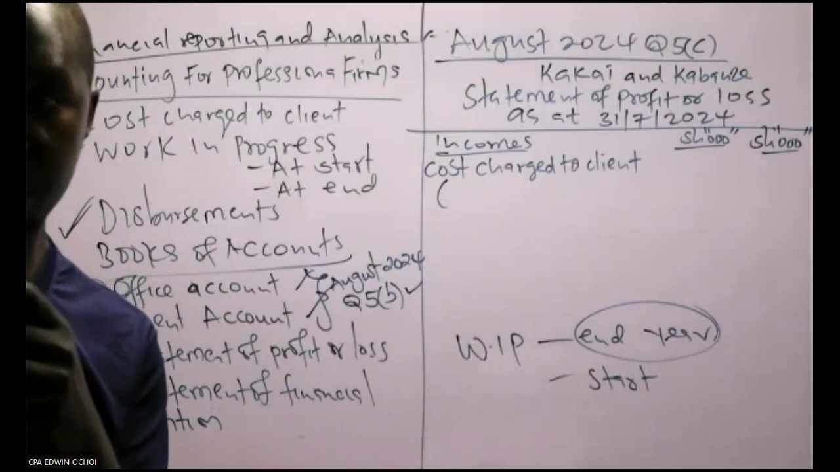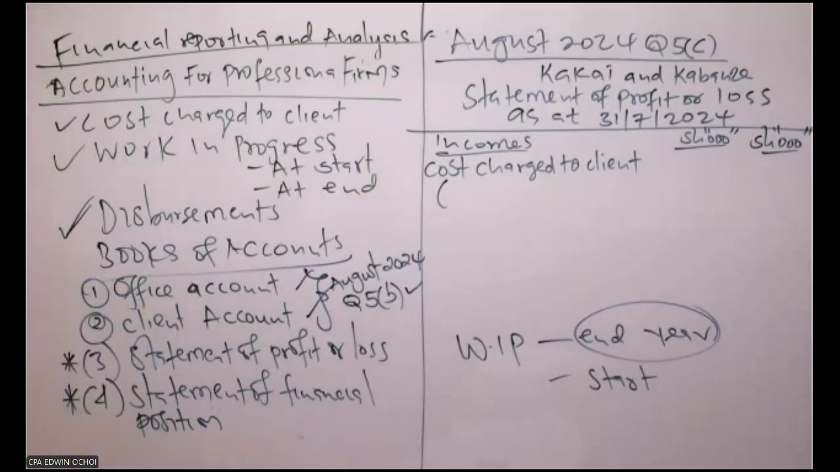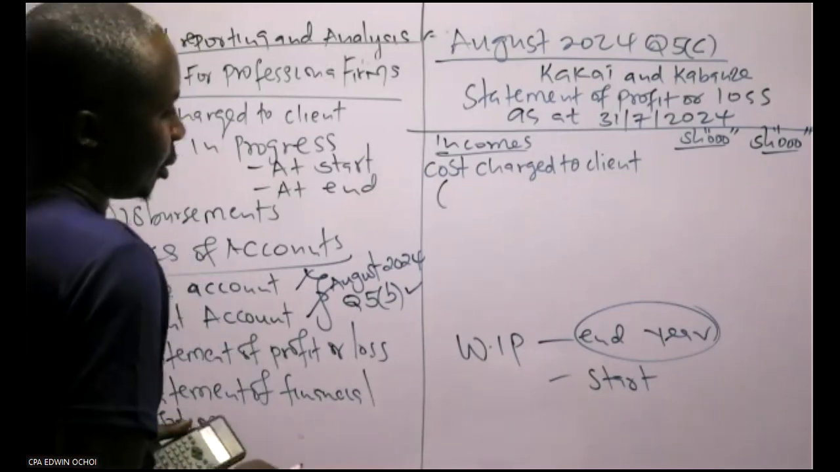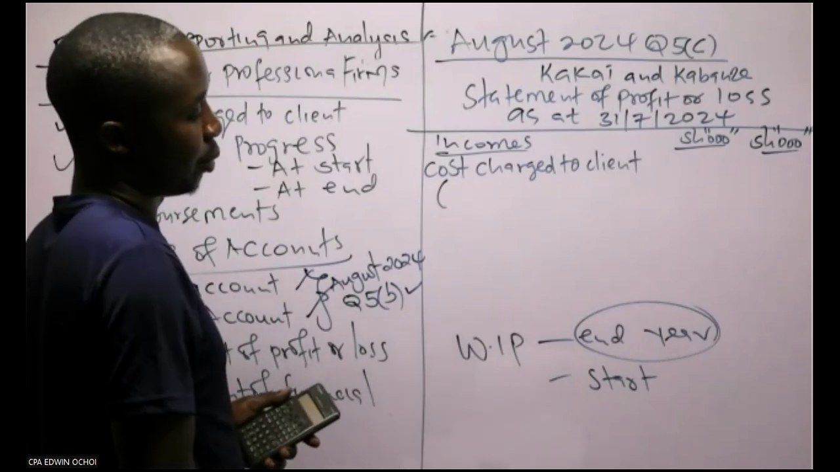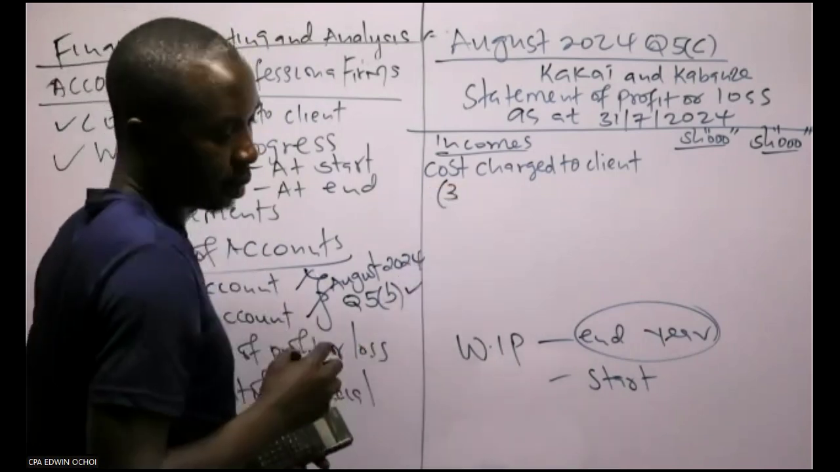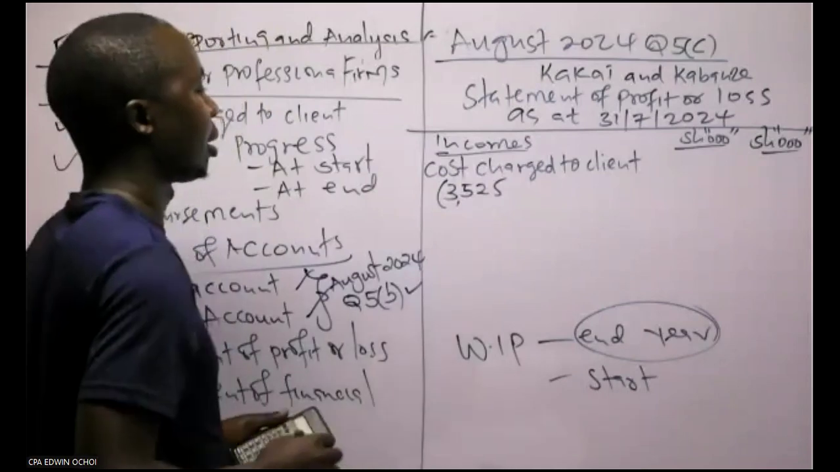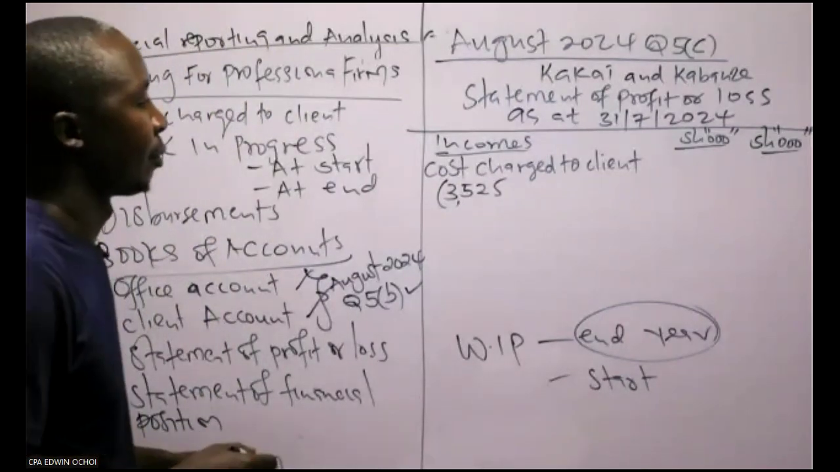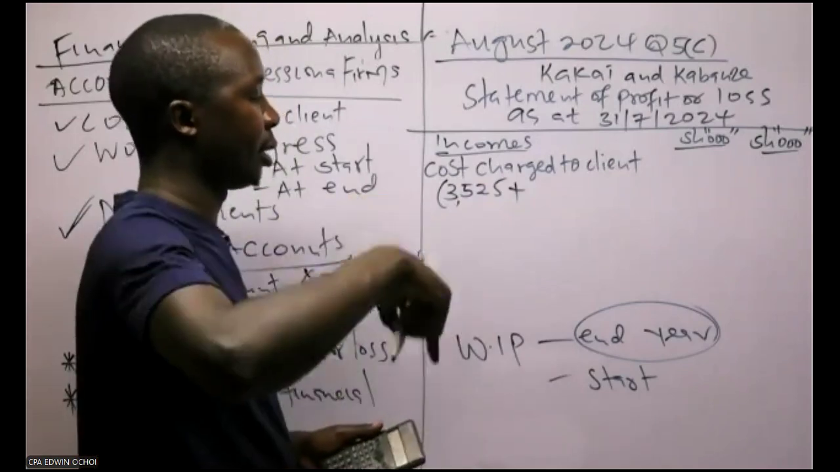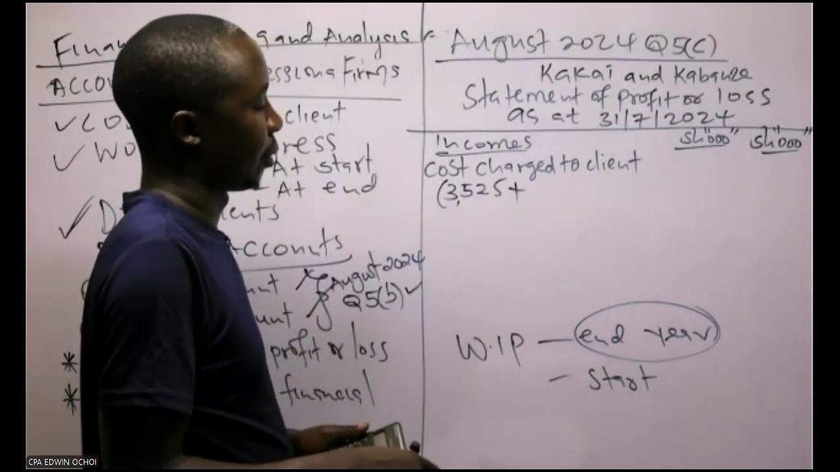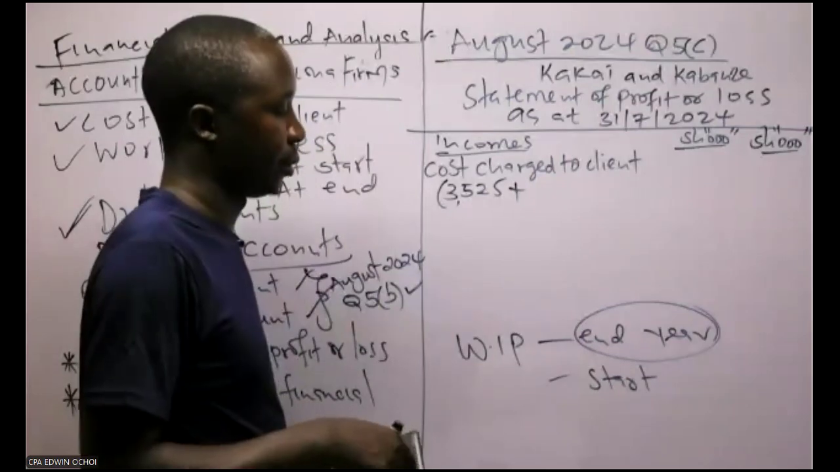Let me pick my calculator, then we continue, because I know there's calculations to be done. So there's this work in progress at the end of the year. That is what you start with because it's not yet done. Note 1, additional information number 1: uncompleted work. Add with what you charged during that year, cost charged to the clients, so what you charged the clients in that period.